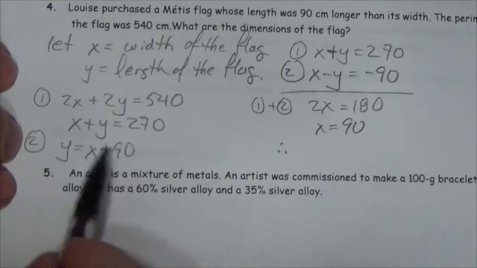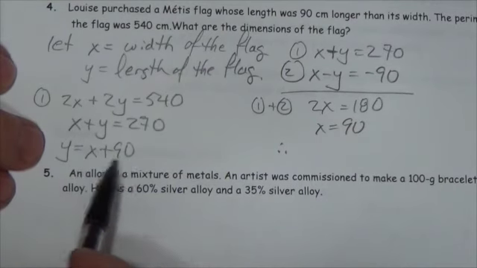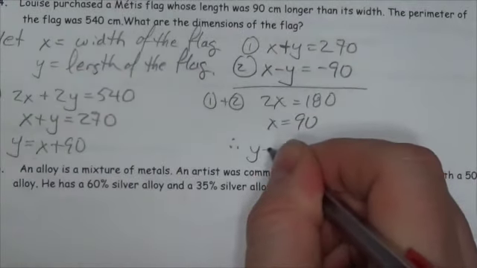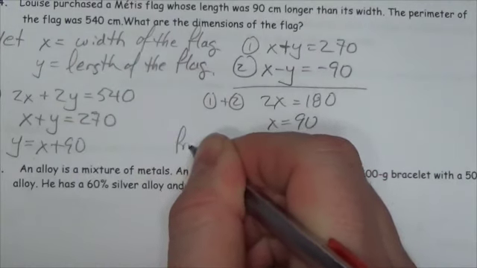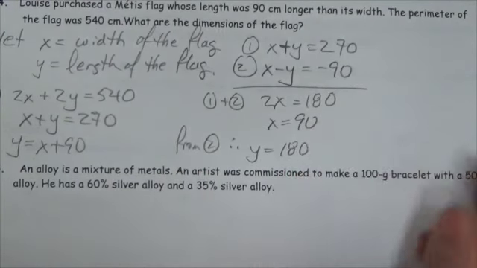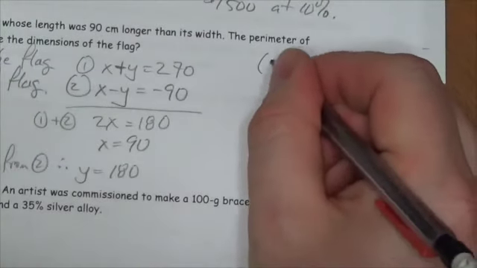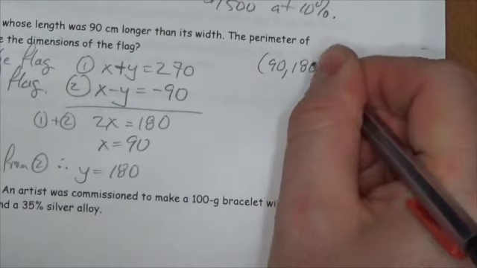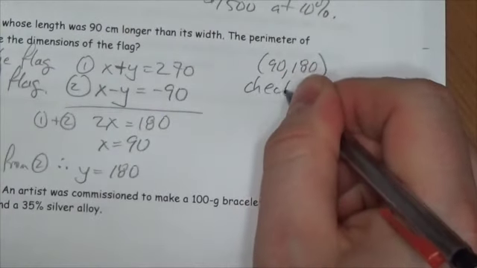And from my second equation, if x is 90, that means, from equation 2, y is equal to 180. Good, so there's my point. There's my point, 90 comma 180. But I'm going to check this.